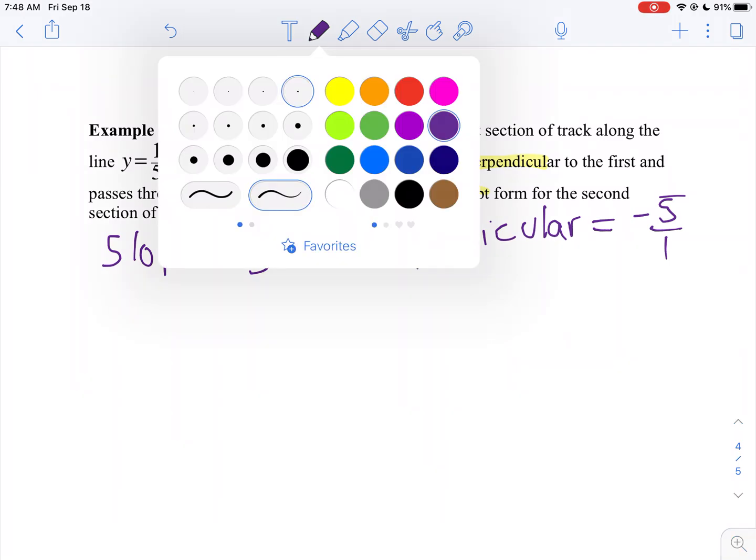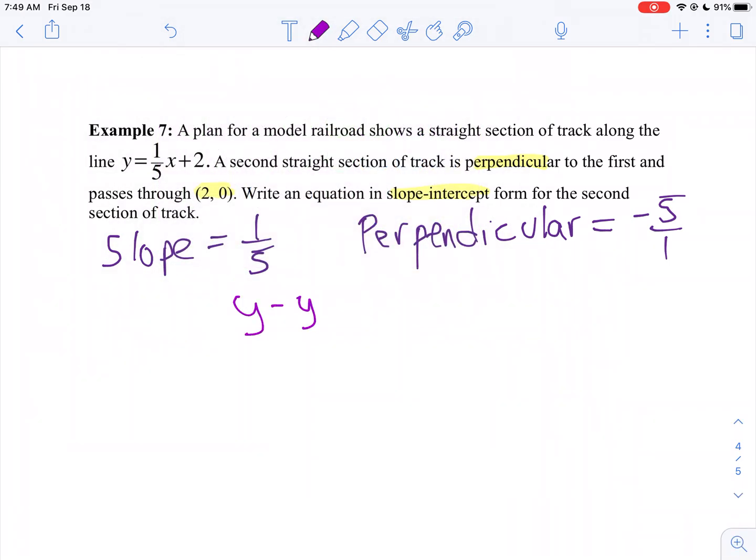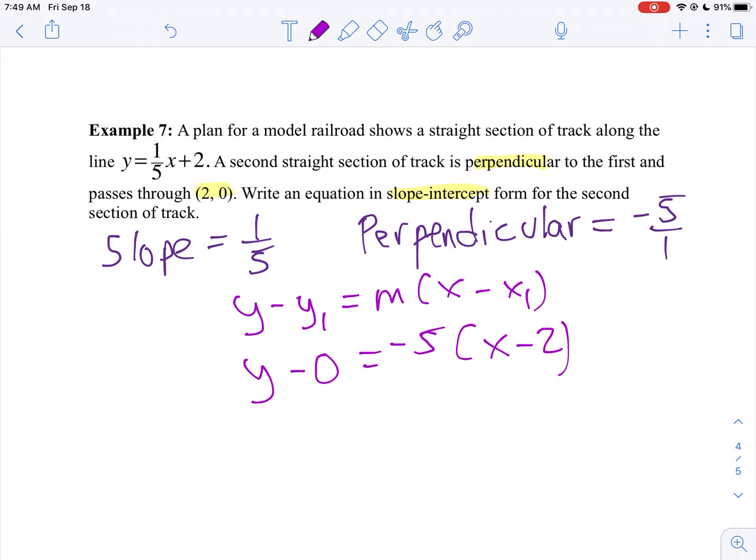So I'm going to say y minus y1 equals m times x minus x1. Let's substitute what we know in. So we're going to say y minus 0 equals our slope, which is -5, times x minus 2. We get the 2 and the 0 from x sub 1 and y sub 1 from our point. Now let's simplify. Well, y minus 0 is y. Distribute that -5 inside. You get -5x plus 10. There's the equation of your second track.